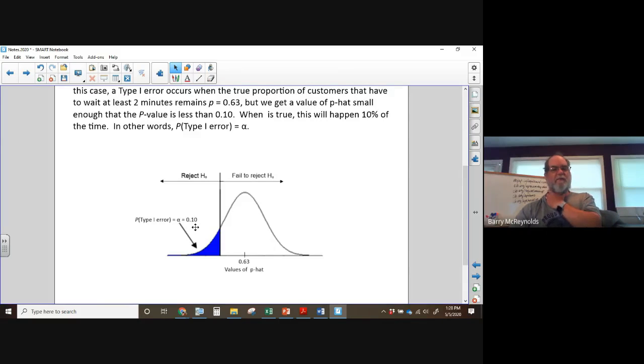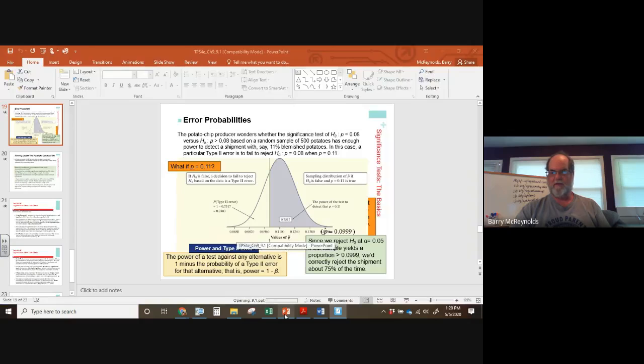Now you can see the importance of thinking about choosing what this type 1 error level should be. I mean, you don't want this to happen very often. So you might say, well, Barry, why don't I just always pick alpha to be a really, really low number? Well, let me answer that question with the next slide.